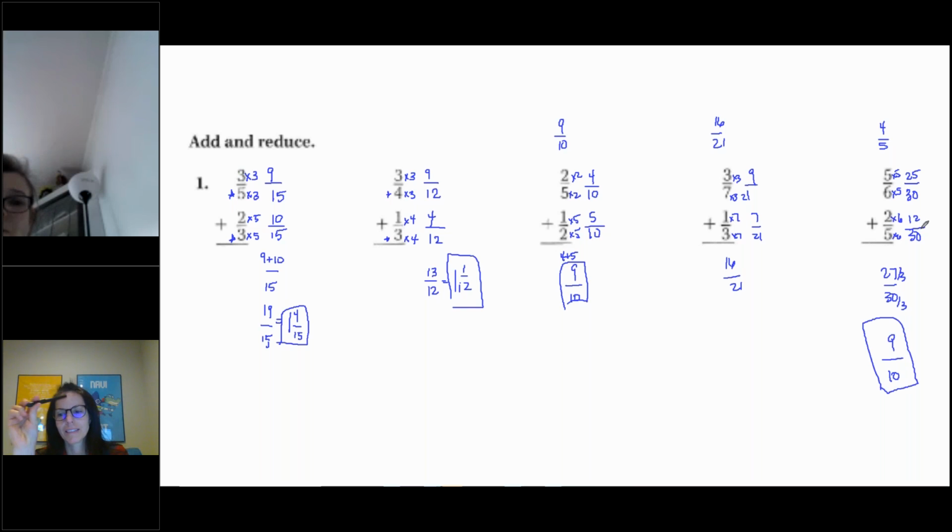Did you put 8? I wonder where I went wrong with that one. So if you put an 8 over a 10, you would have got 4/5. Wait, this is 5/6 plus 2/5. Okay, because I used 30 as a common denominator, and then I got 10/30 and 12/30.